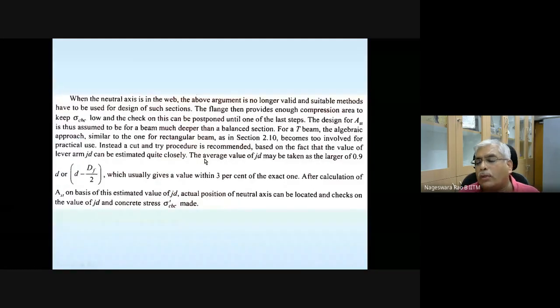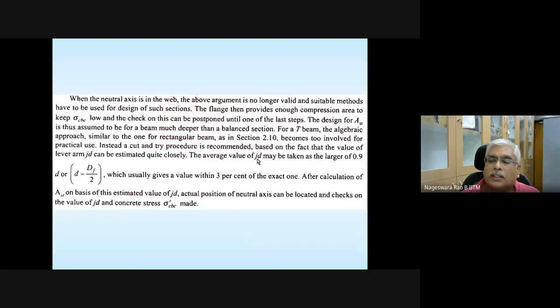So how to start doing this design? This lever arm distance, because we don't know the effective depth of the web, is an unknown quantity. So we don't know a priori what the lever arm distance is. So we need to start. It's going to be a trial and error procedure for this design of a T section. So we are going to start by assuming the lever arm distance as some value.